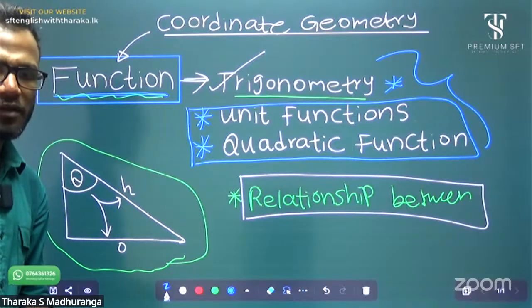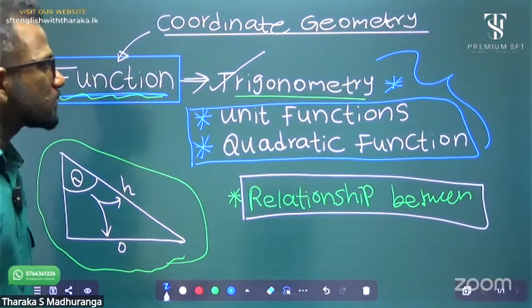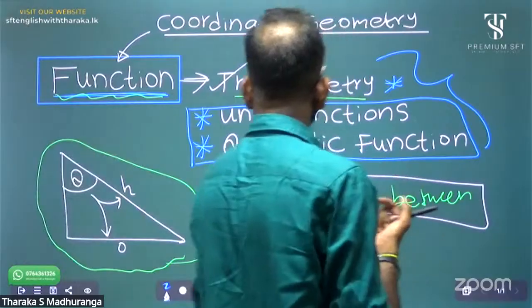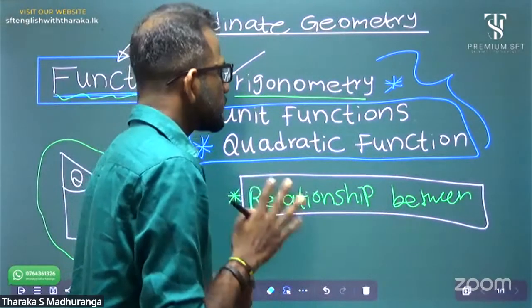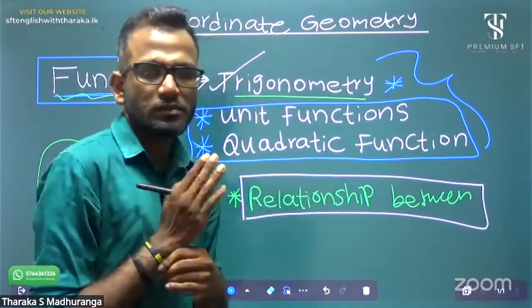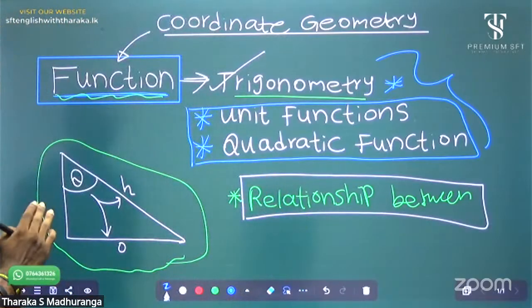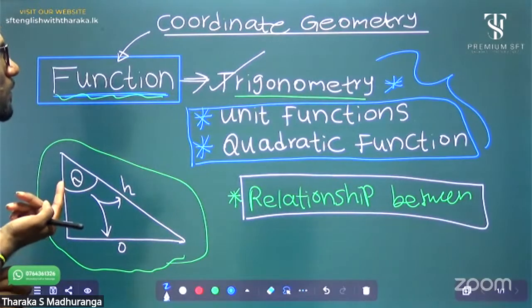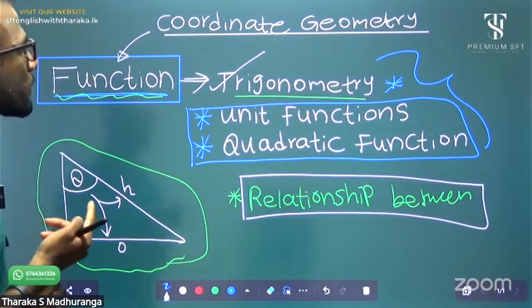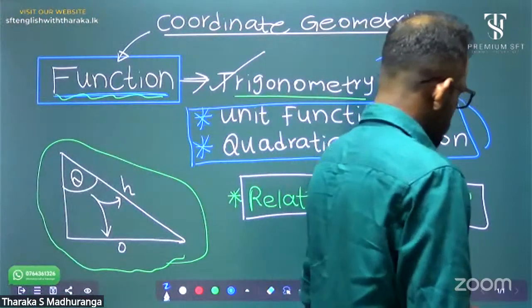Okay, stop writing. Write down examples: trigonometric functions, unit functions, and quadratic functions, and stop writing. Okay.